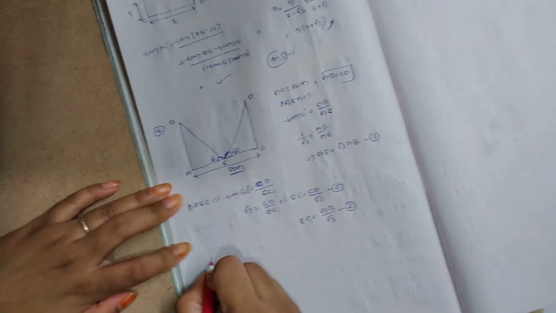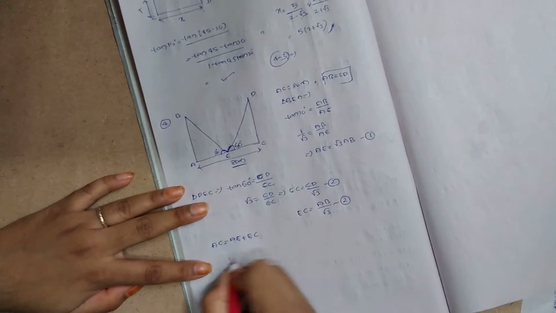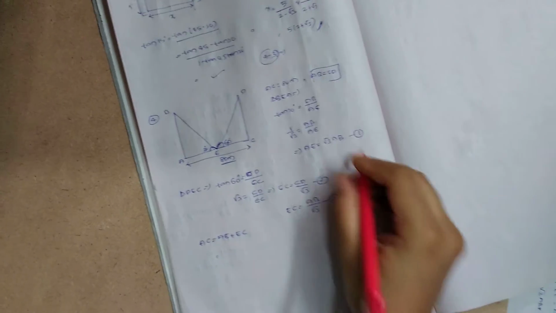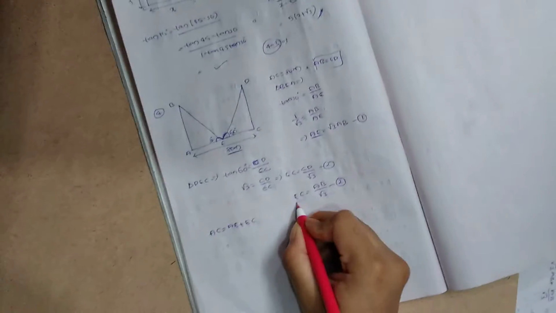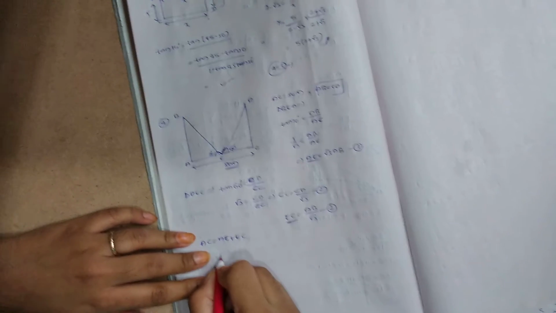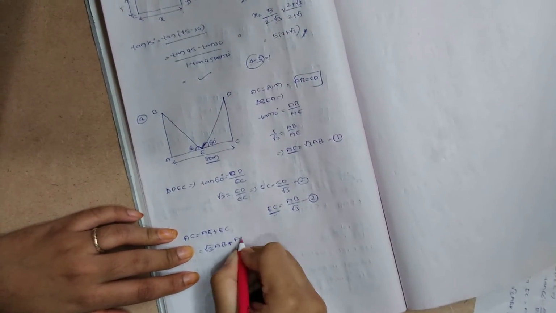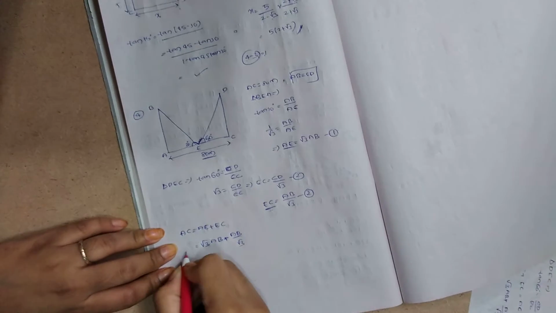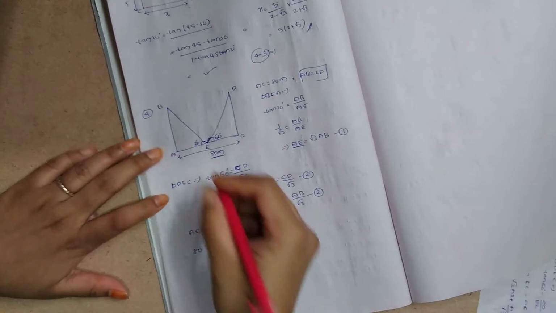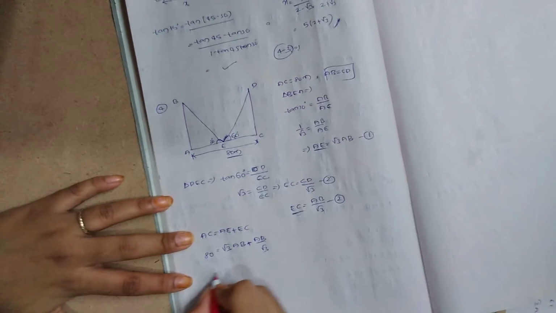AC = AE + EC. I hope you understood why I have taken it in terms of AE and EC. Why? We can substitute it directly over here. √3 AB + AB/√3 = 80. Why? They have given 80 over here. The width of the road is 80.